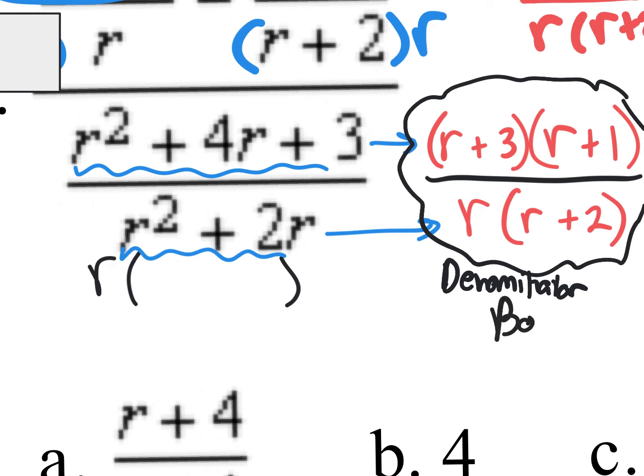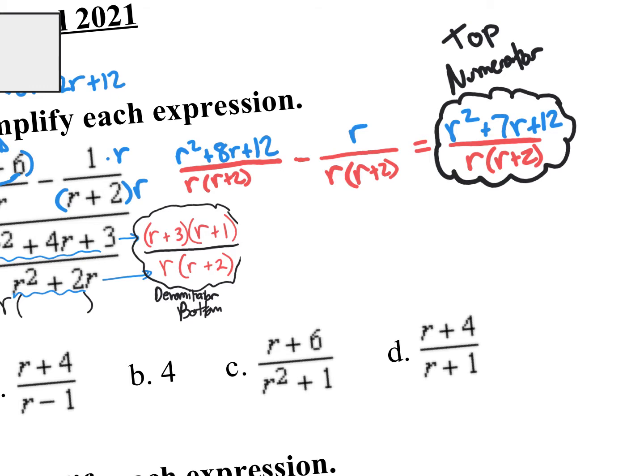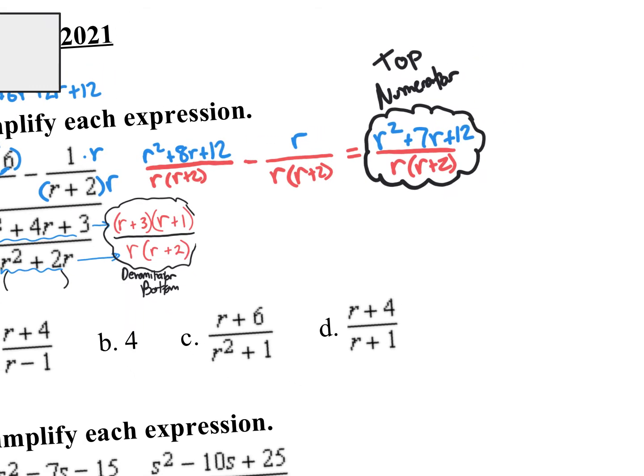Or bottom. Anyway, what do we have on top? What do we have on the bottom? This is what we have up on top. This is what we have on the bottom. So we know it is this divided by this.